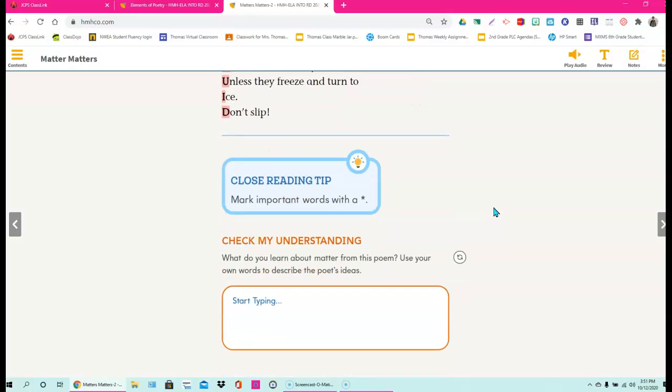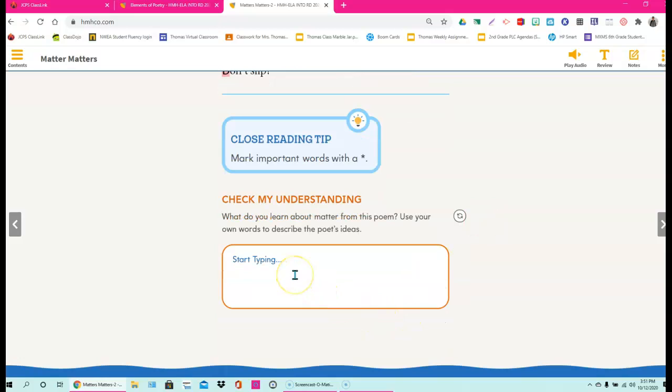So what I want you to do down here is, in mine it says typing, but you're going to write it in your book. So you're on page 212. I want you to write based on this poem, not based on everything else we've learned in our matter unit, because we've learned a lot. But within this poem, I want you to write words to describe the poet's ideas. What did you learn about matter?